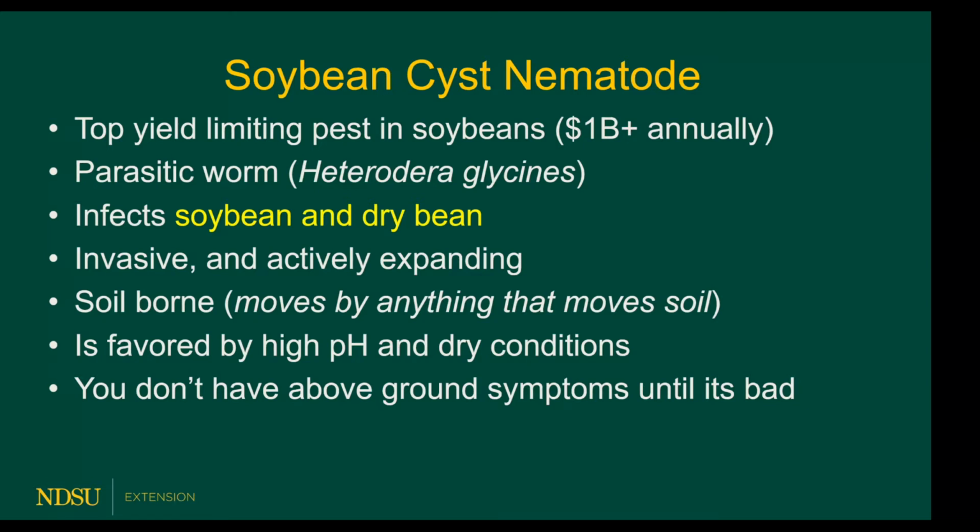So the way this thing moves around is by anything that moves soil, whether that's soil on equipment, floodwater, snirt storms, whatever it is that can move soil can move SCN. Now it's favored by high pH and dry conditions. It really likes it dry and droughty. So we had some high SCN levels last year. One important thing about soybean cyst to keep sight of is that you don't have above ground symptoms until you have some pretty significant yield loss. Usually 15 to 30% is what's thrown around before the plants actually start to turn yellow.